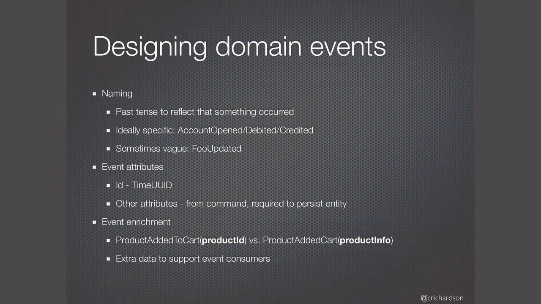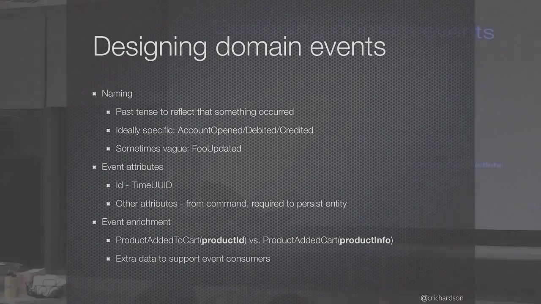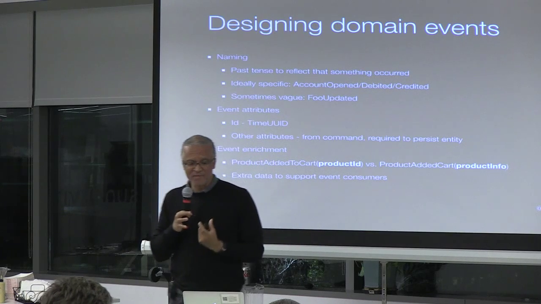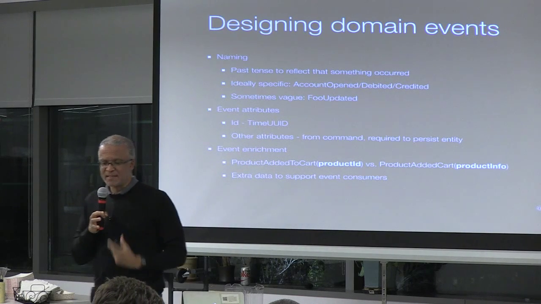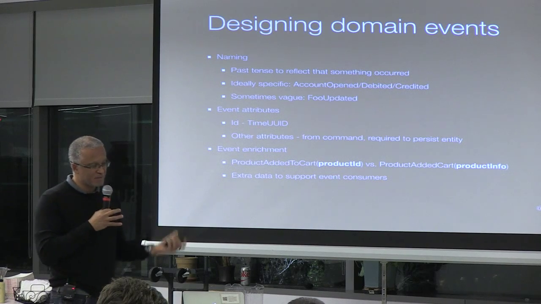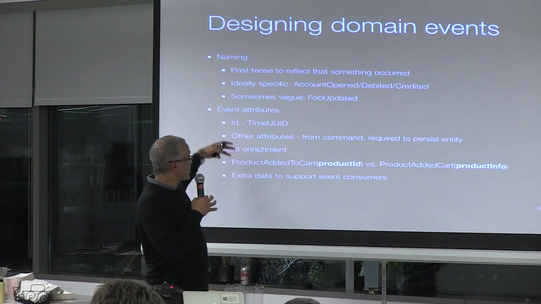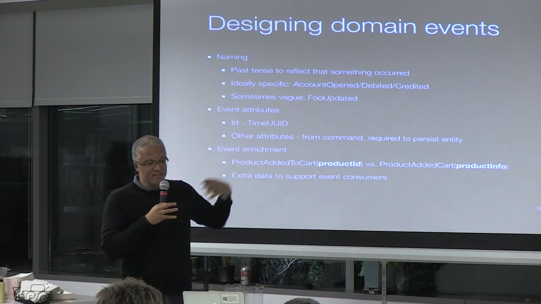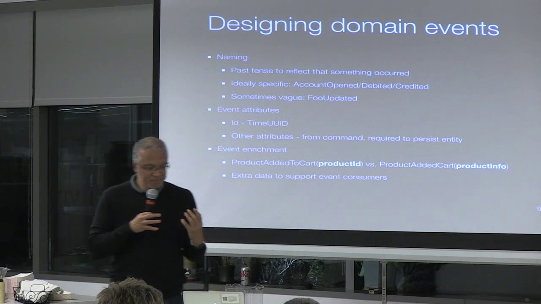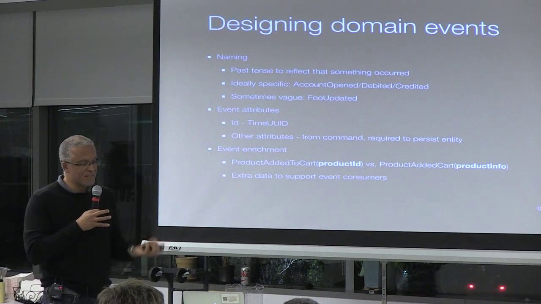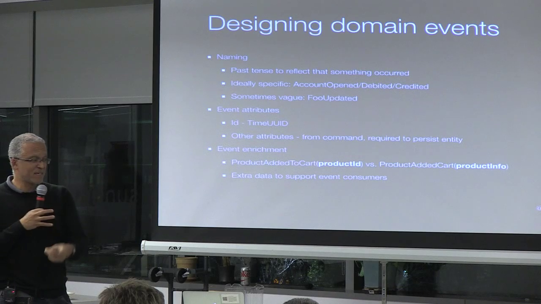One of the challenges you have is designing domain events. The naming has to be in past tense because they're representing things that have happened. Hopefully in your domain you can have specific names like debited and credited, as opposed to something vague like, oh, I've just updated this domain object. They have attributes: I mentioned there's an ID that's basically a time-based UUID, plus any attributes from the command that are necessary to then update the state.